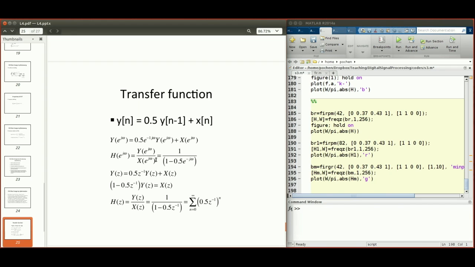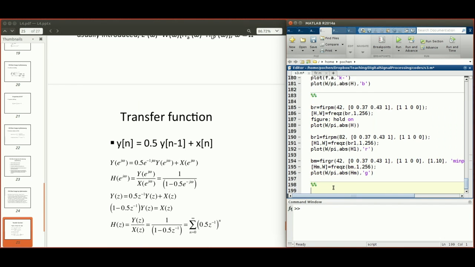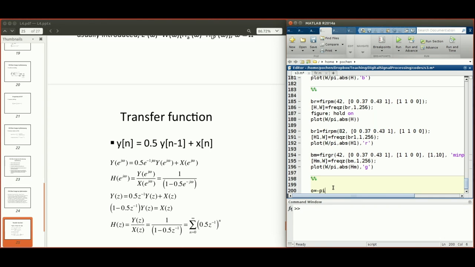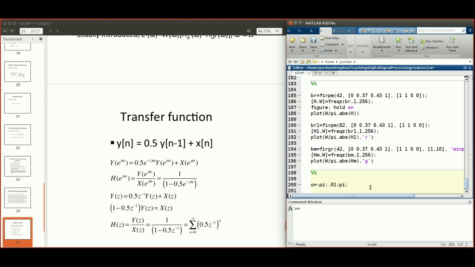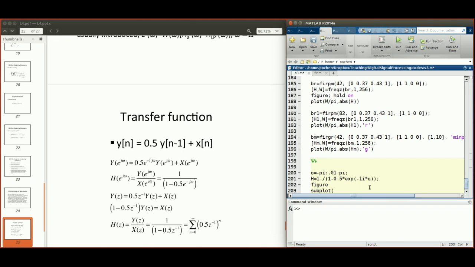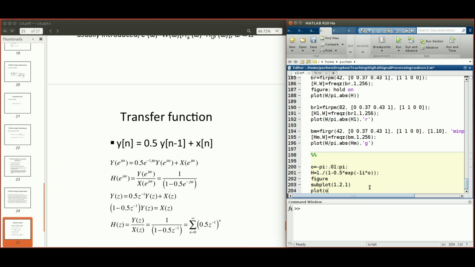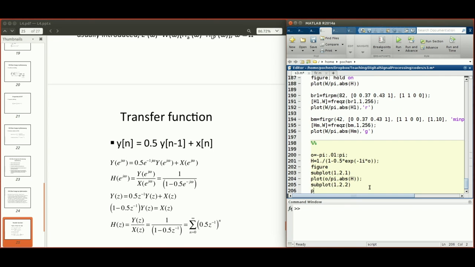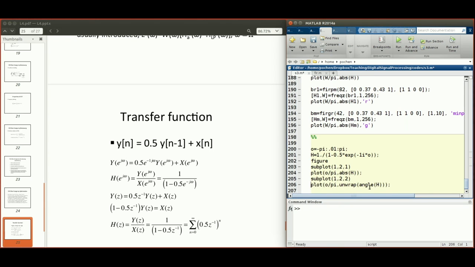So let's look at what this function actually looks like. O equals omega, from minus pi to pi, and then big H equals 1 dot divide 1 subtract 0.5 times exp of minus 1i times O. And then let's generate a new figure, subplot. Let's plot O divided by pi, that's normalized frequency, ABS big H, and then subplot 1, 2, 2, and plot O divided by pi, unwrap angle big H. So let's execute this block.